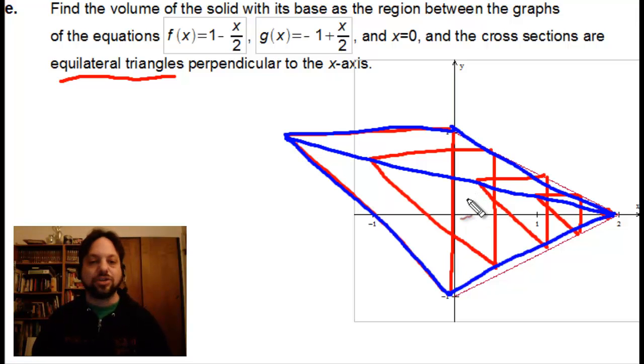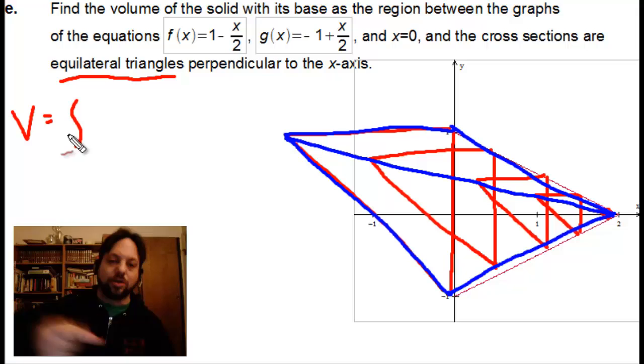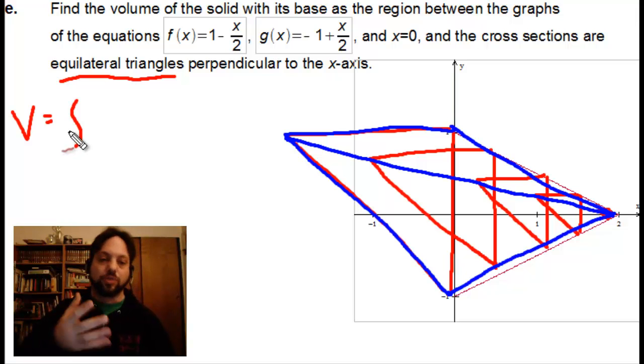Now, all we need to do is find the area of each of these equilateral triangles and add them all up from x equals 0 to x equals 2, and that should give us the volume of this cross-sectional solid. Now, we don't need to deal with pi in this case, because remember, pi is when we were dealing with disks and washers, which are circular.